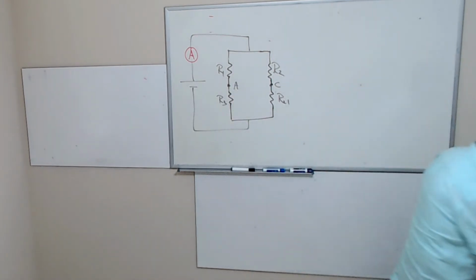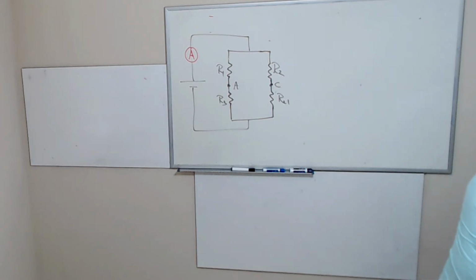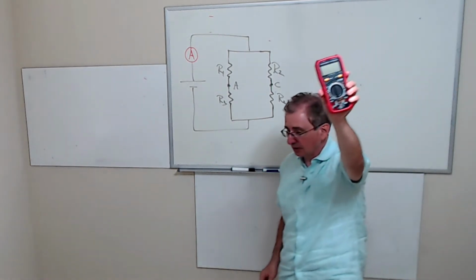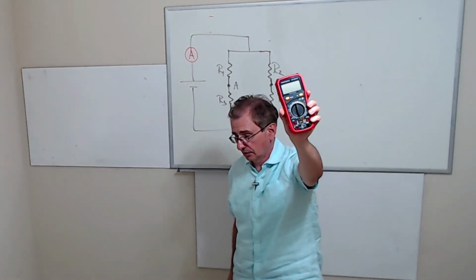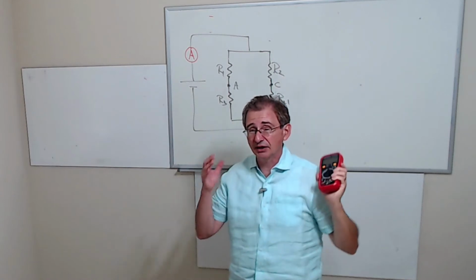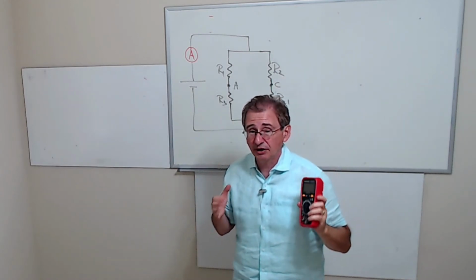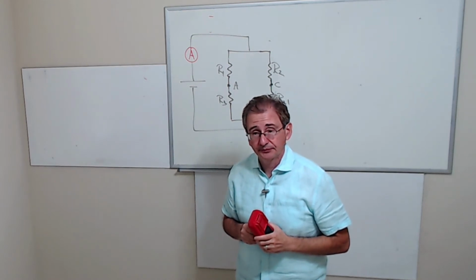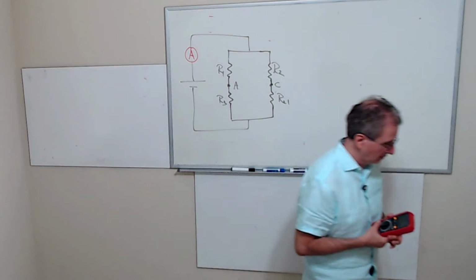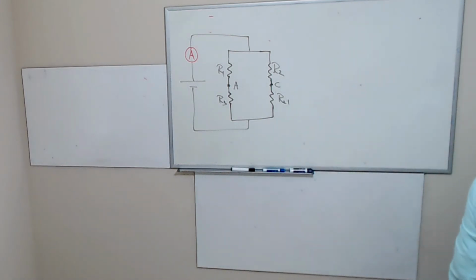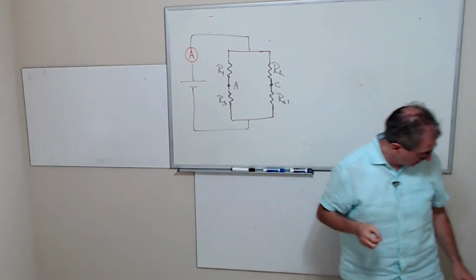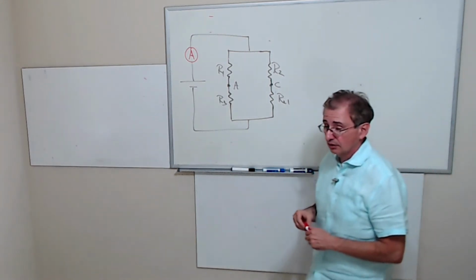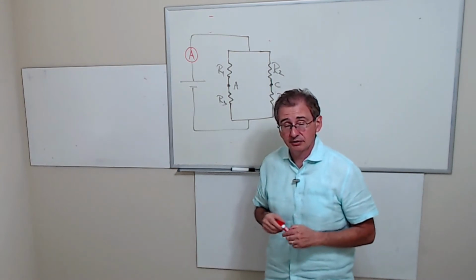And to measure current, I would probably use this meter just because it gives an extra digit. You want to have at least 3 significant figures in your value for the current. So I would use that one. And then you can use the little meter to measure the voltages.